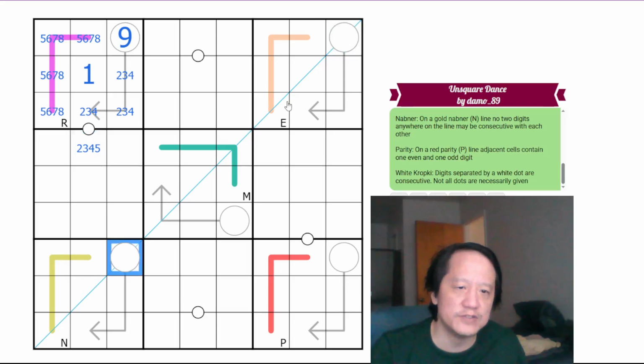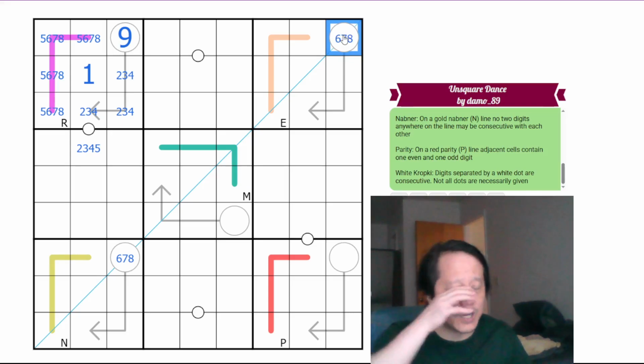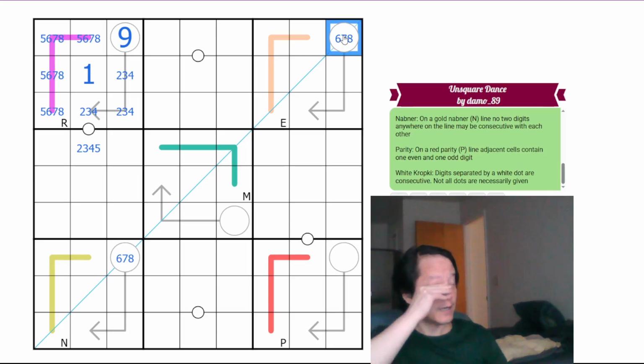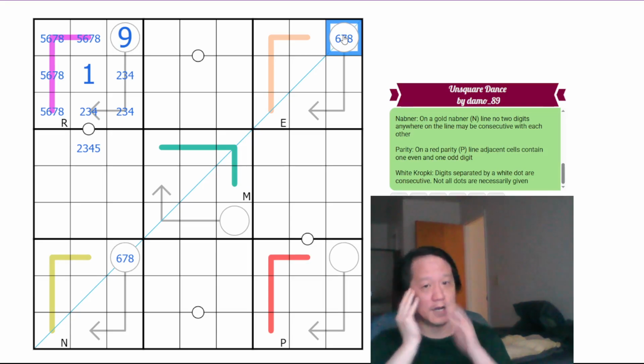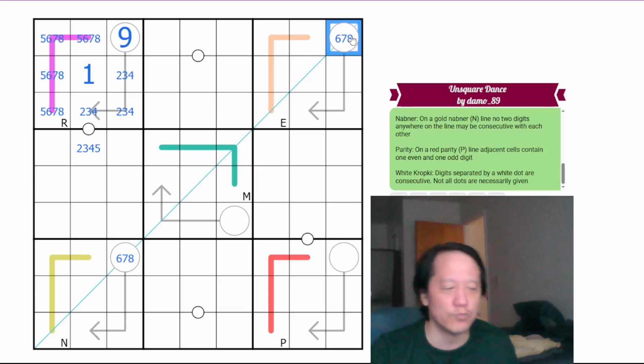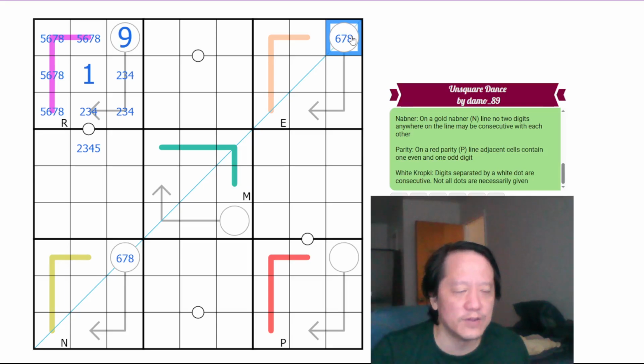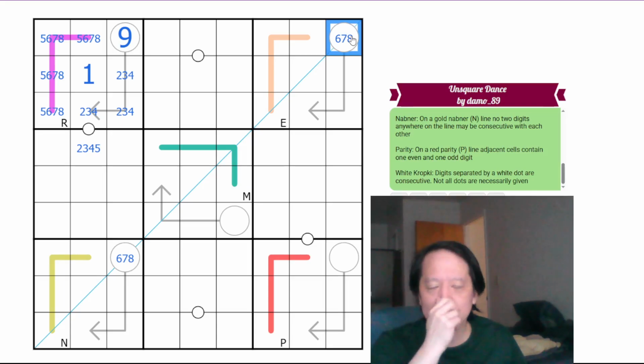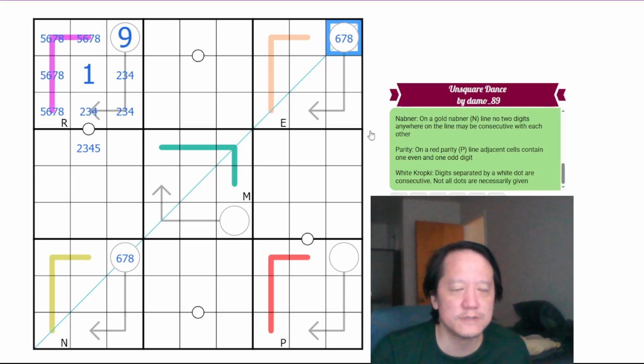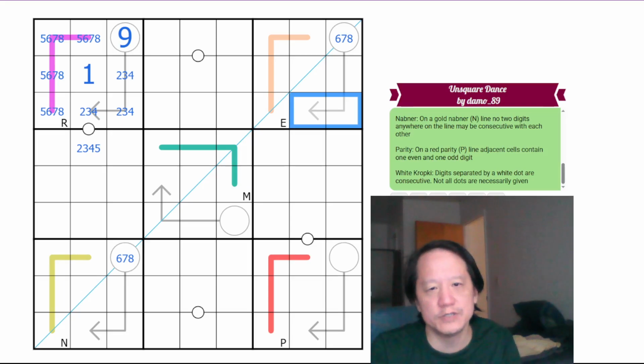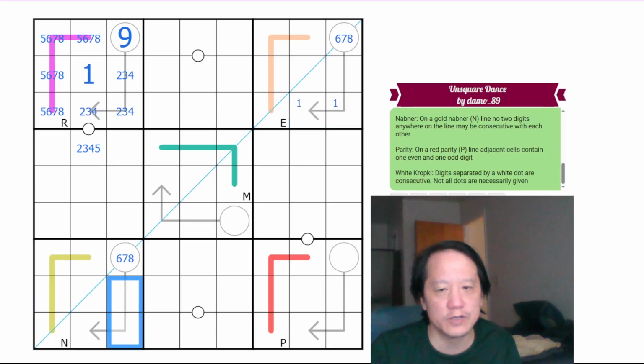Also, neither of these digits can be a 9, because they both see 9 in this column and row. So this has to be 6, 7, or 8, and this is 6, 7, or 8. Well, if you ever have 3 digits that add up to a non-9, you're guaranteed you must have a 1 as one of those three digits. So this can't be 1. We are guaranteed a 1 here. This can't be 1, so we're guaranteed a 1 there.